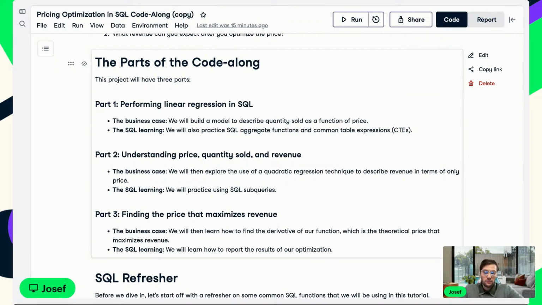And so that's going to be exciting stuff. So you're going to really see how we can actually make use of an optimization problem in SQL.